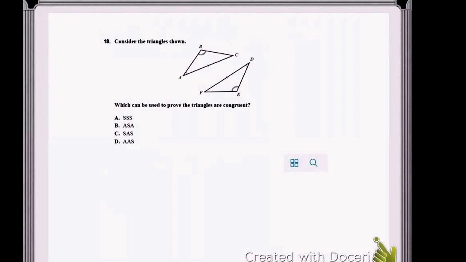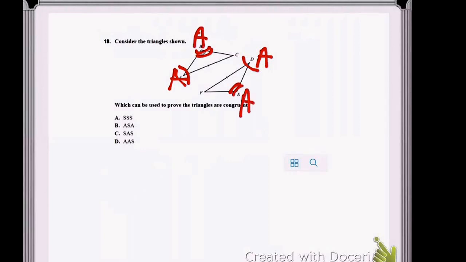Consider the triangles which can be used to prove the triangles are congruent. You want to label your marks. So I know that this mark here tells me that angle A is congruent to angle D. Those are angle marks. I notice that 2 marks here tells me angle B is congruent to angle E. That's an angle mark. And I notice that there's a mark here that tells me AC is congruent to side DF. So those are side marks. So I know I have 2 angles and a side, so A and C would be out. And I have to decide, is the side between my 2 angles or not? And you choose the answer.